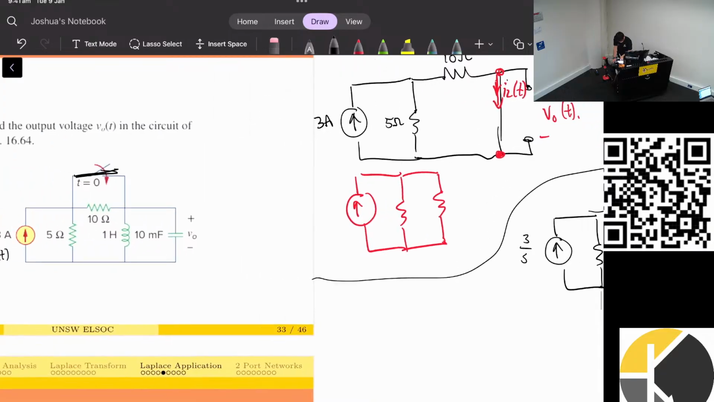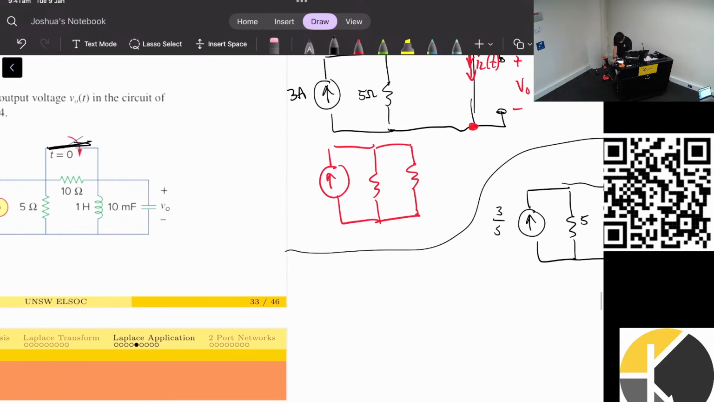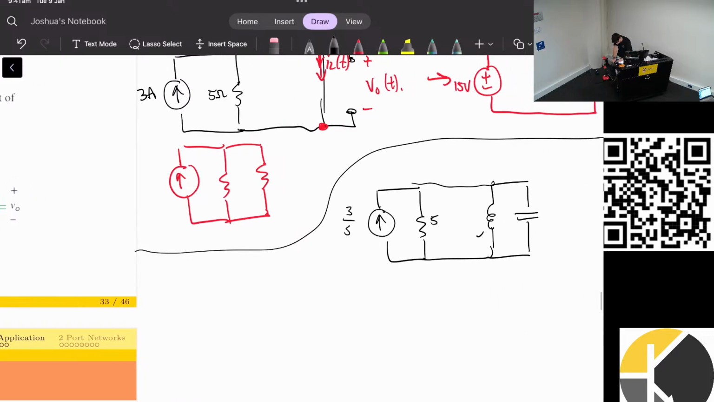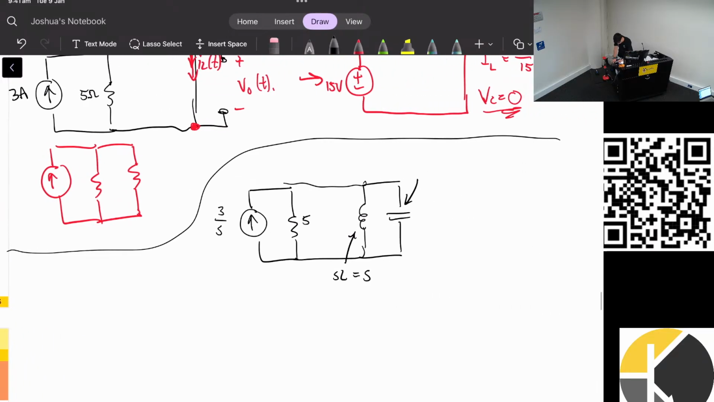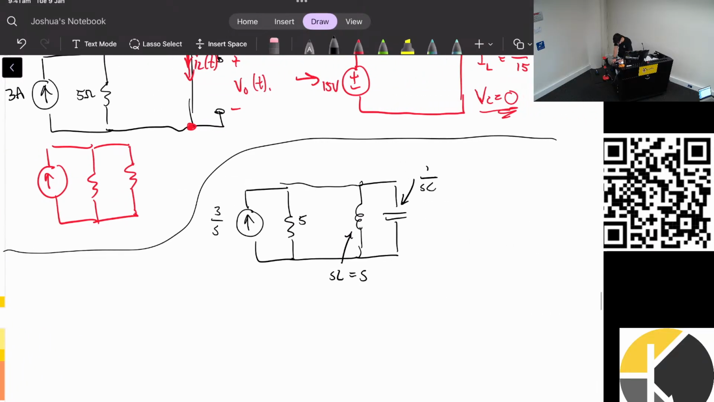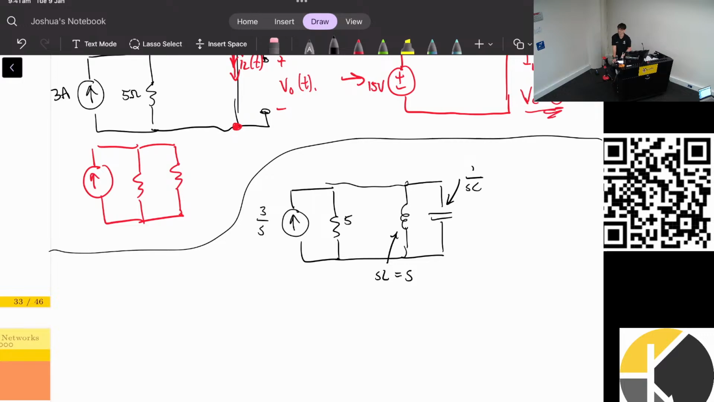Now we have our 5 ohms, our 1 Henry. So this is going to be converted to SL. L is 1, so this is just going to be S. This capacitor is going to be 1 on SC. And C is equal to 10 millifarad, 1 on 0.01. So this is 1 on 0.01 S, which is 100 on S.